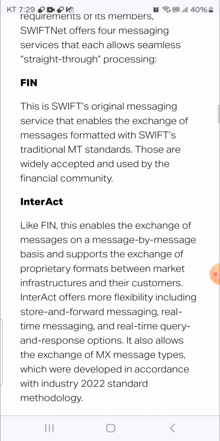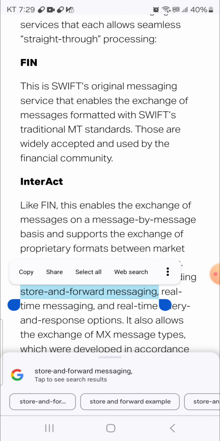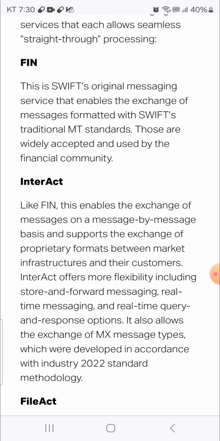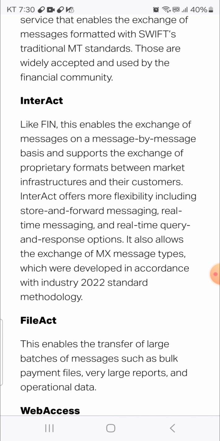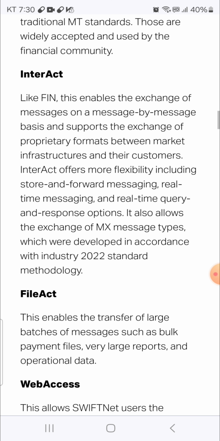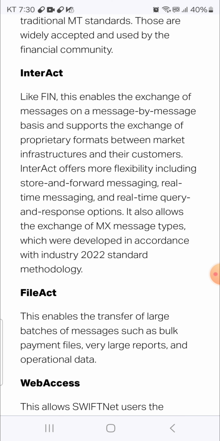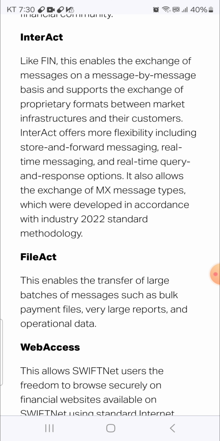InterAct, like a friend, enables the exchange of messages on a message-by-message basis and supports the exchange of proprietary formats between market infrastructures and their customers. InterAct offers more flexibility, including store and forward messaging, real-time messaging, and real-time query and response options. It also allows the exchange of MX message types, which were developed in accordance with ISO 20022 standard methodology.